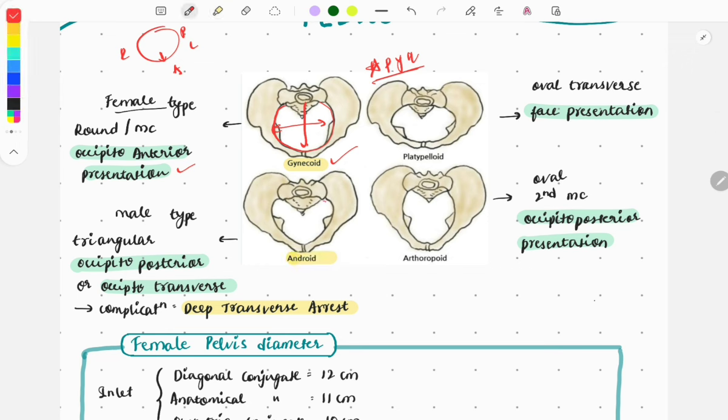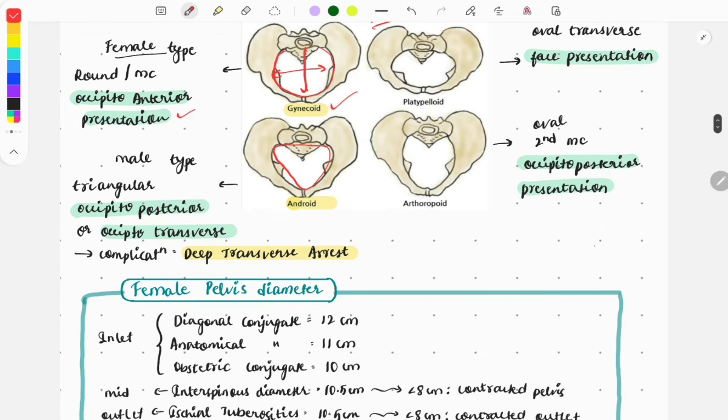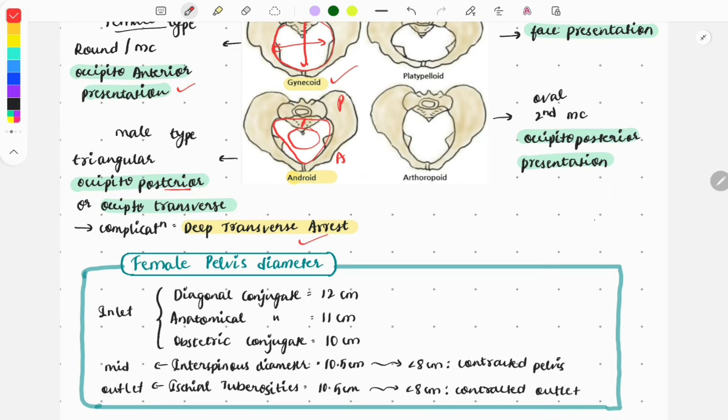Then the next type is the android pelvis, which is the male type of pelvis, and the inlet is triangular in shape, as you can see here. The type of presentation which can be seen with this is the occipito-posterior. That means this is the posterior and this one is the anterior; the occiput will be present posterior in relation to the pelvis. Also occipito-transverse, where the occiput can be transverse. The complication we can see is deep transverse arrest, because the engaging diameter will become more, and also the diameter of the pelvis will be compromised, because it is triangular in shape.